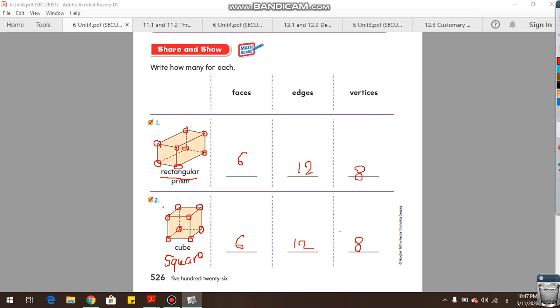As you can see, as I told you before, rectangular prism and cube are best friends. They have the same number of faces, edges, and vertices. They have 6 faces, 12 edges, and 8 vertices.